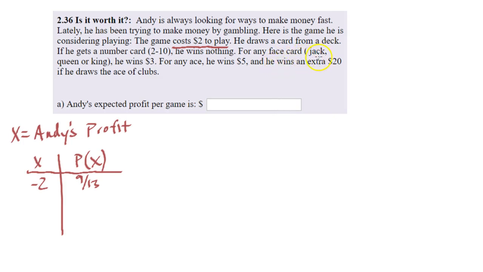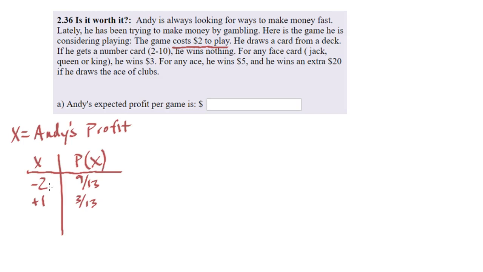Okay, so for any face card, which is Jack, Queen, or King, that's 3 out of 13. That's the probability of getting a Jack, Queen, or King. He wins $3, but he's paying $2 to play the game. So in total, that would be a positive 1, or just 1. That would be his profit. He loses $2 to play, and then he gains $3 if he gets a Jack, Queen, or King. So he gets $1 in total, net.